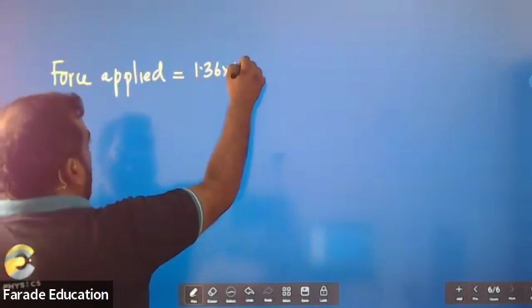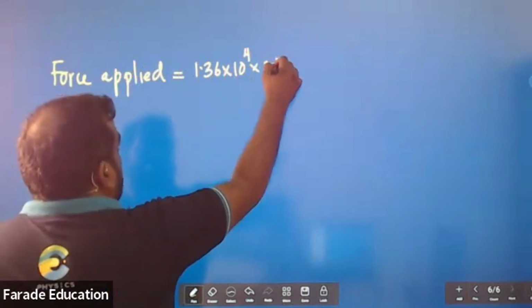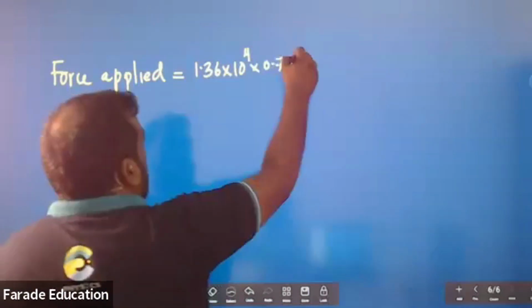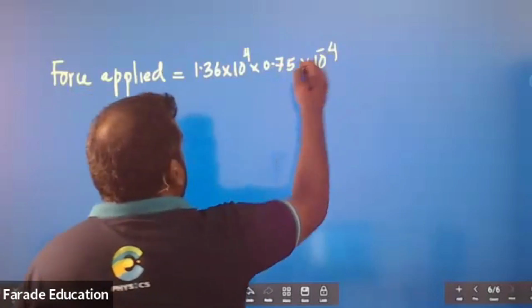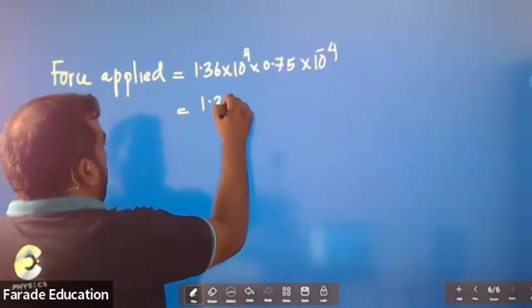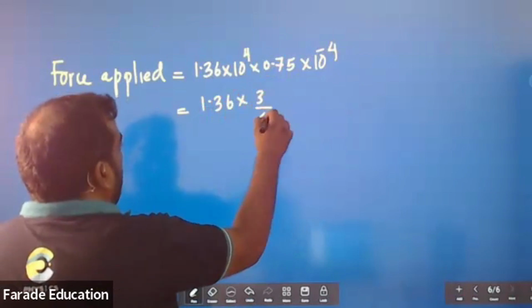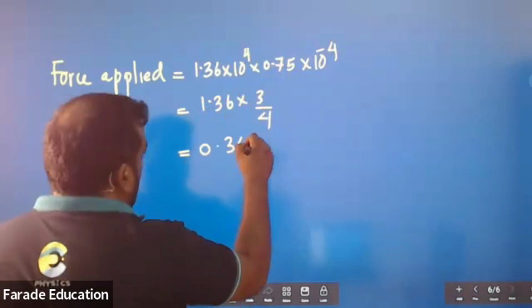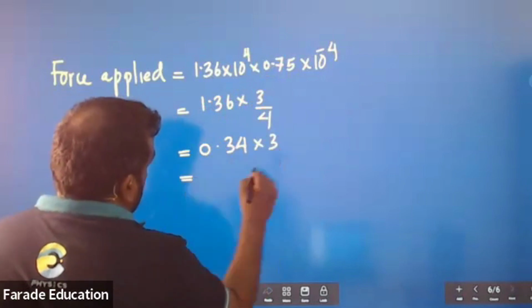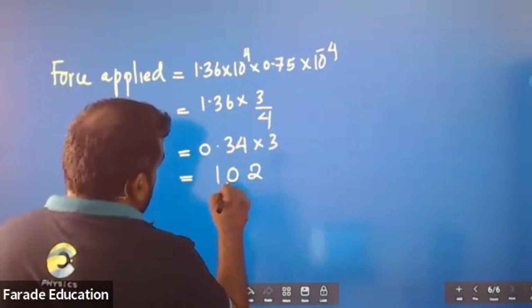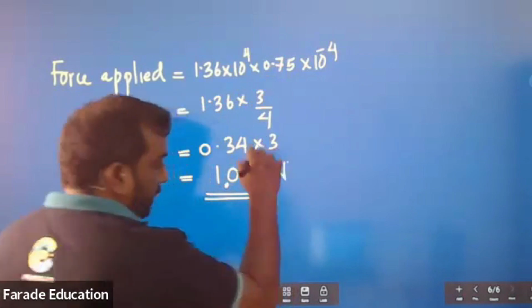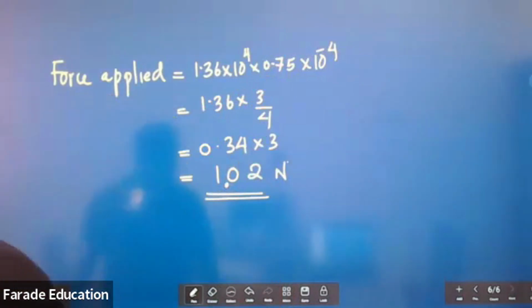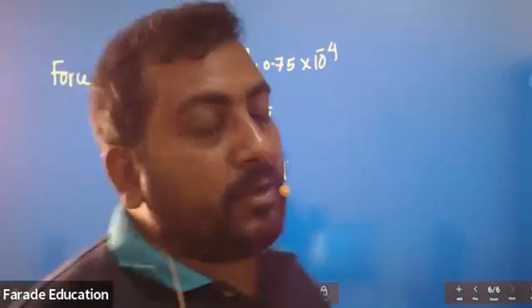is equal to 1.36 times 10 to the power 4 times 0.75 centimeter square times 10 to the power minus 4. 1.36 times 3 divided by 4. 0.34 times 3, 1.02 Newton, to 2 decimal places. You're applying 1.02 Newton. So clear now?